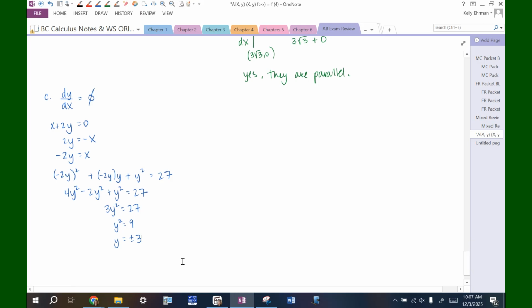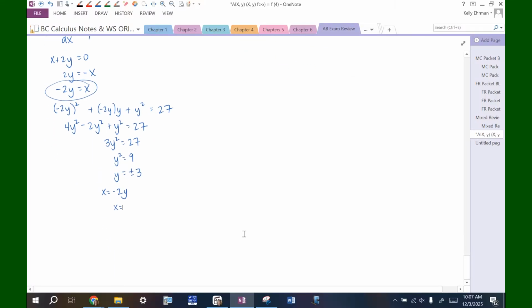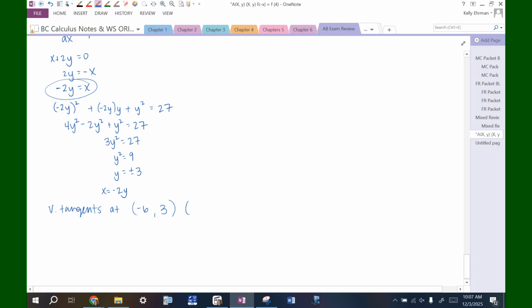What do I do about x? Remember back here, x is equal to negative 2y. So x is equal to, well, it kind of matters which is which, so let's pair these together. The 2 points, they want me to find the points, right? So there are vertical tangents at, so when y is 3, x is negative 6. And when y is negative 3, x is positive 6. So be careful. You can't just say plus or minus 6 and plus or minus 3. You have to get the correct combination.